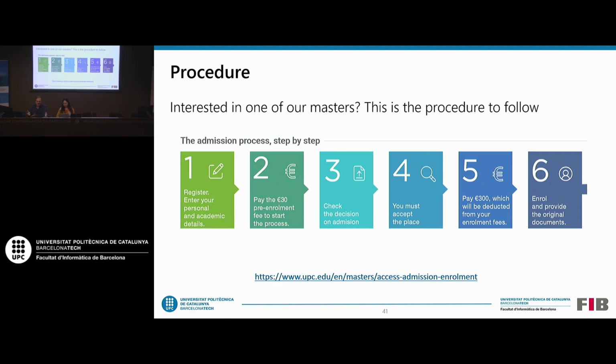So it's a good way to guarantee that people don't play accepting in several places and then at the last moment dropping, and then we have 10 positions free when the waiting list is very long, right? So we want to avoid this.